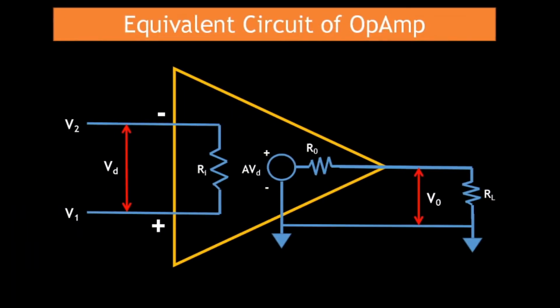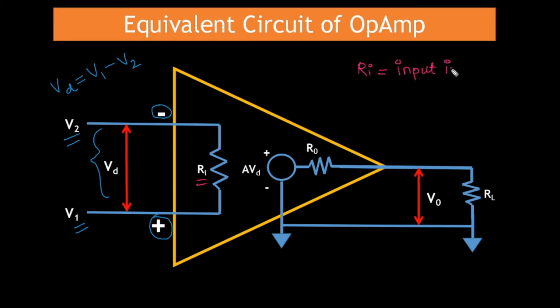Now before going into the ideal op amp, let's first know about the equivalent circuit of an op amp. As you can see, we have two inputs V2 and V1. V2 is our inverting input and V1 is our non-inverting input. The difference between these two inputs is Vd. So Vd equals V1 minus V2, as we have seen in the last video. This Ri is our input impedance, and this R0 is our output impedance.